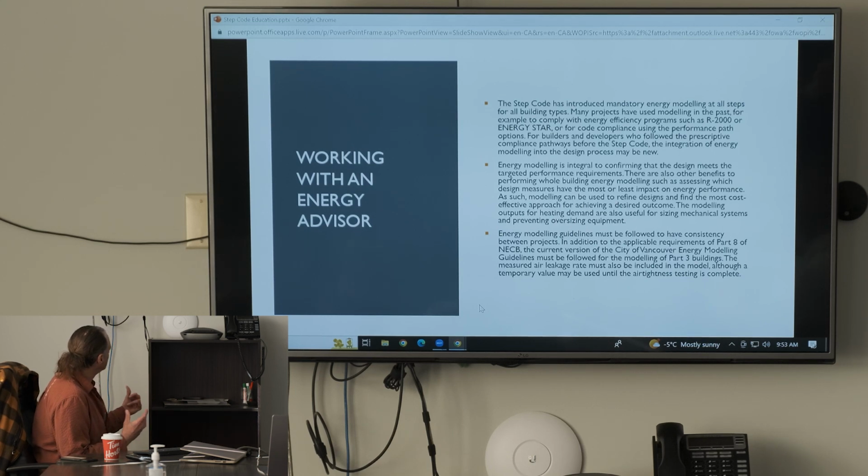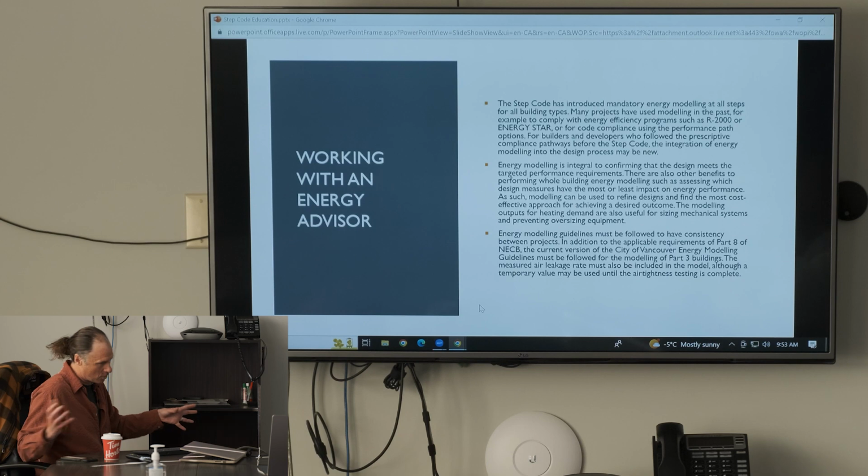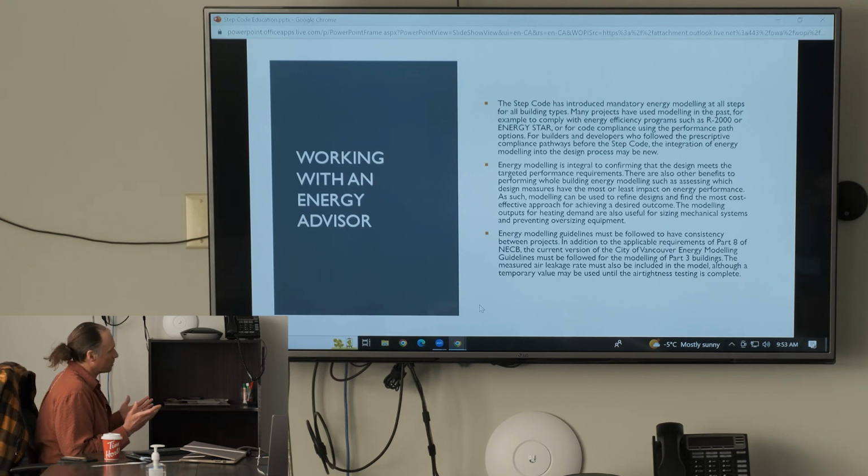There's other benefits to performing whole building energy modeling, such as assessing which design measures have the most or least impact on energy performance. Basically, you know, sorry to interrupt.